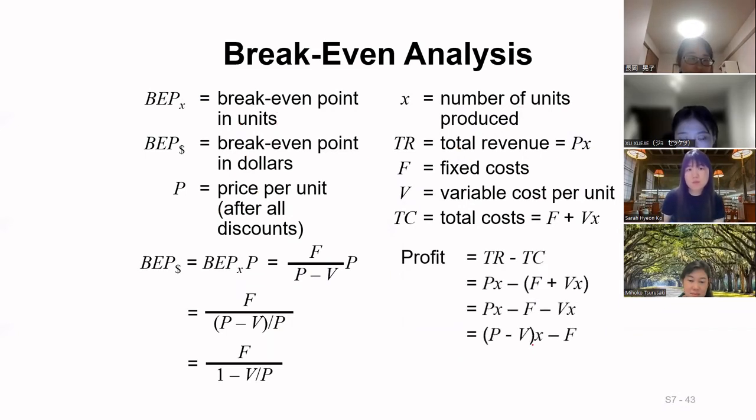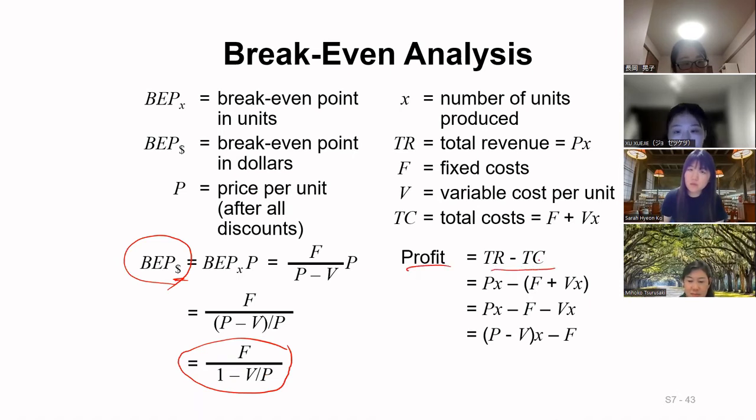Okay, before that, you can also determine the break-even price. The break-even price is given by this formula: fixed cost divided by 1 minus V divided by P. And of course, profit. Profit is total revenue minus total cost. Profit is contribution times X, quantity, how many you sold, minus fixed cost. Understand? So profit is how much we make minus our fixed cost.